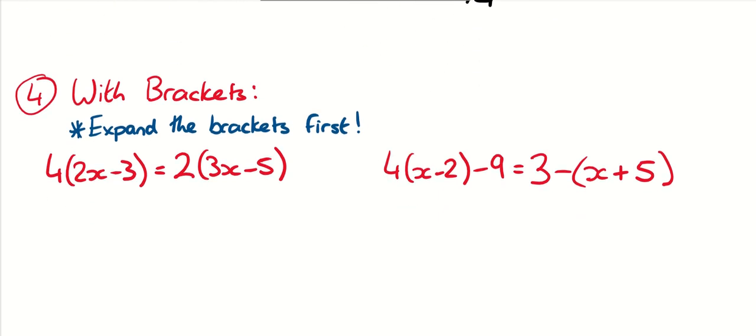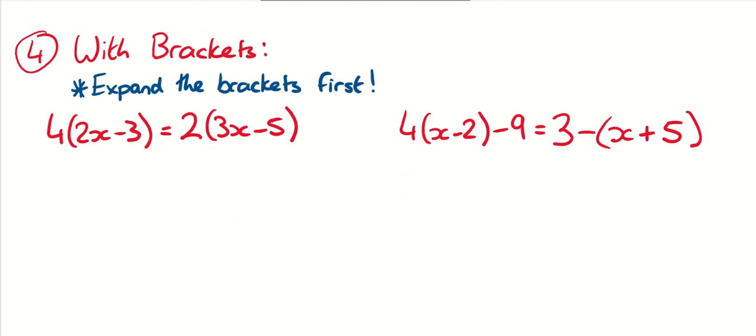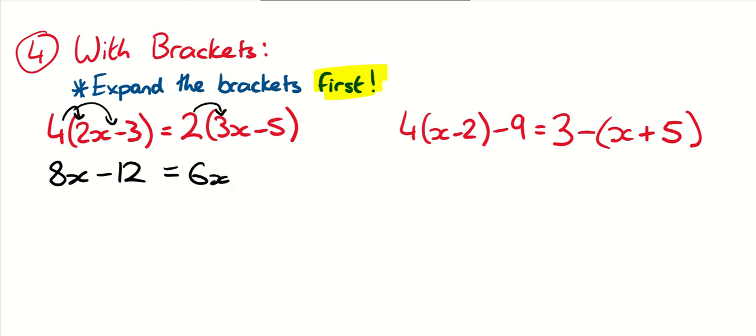Okay, just one more type now before we finish up. This is where we have the ones with brackets. So if you remember how to multiply your brackets, you're always going to have to do that first. Multiply or expand the brackets first. Okay, so we've got 4 by 2x will give us 8x. 4 by minus 3 will give us minus 12. Equals, now multiply this bracket, 6x and minus 10.